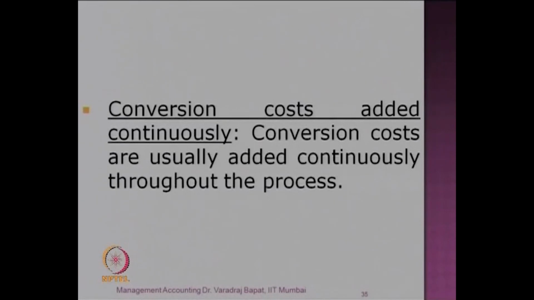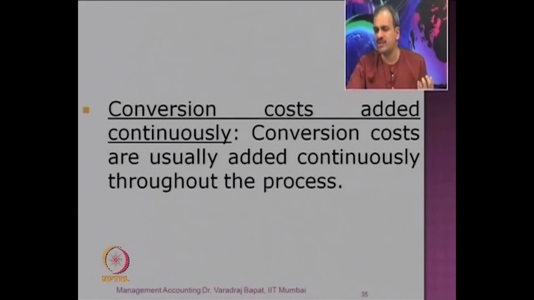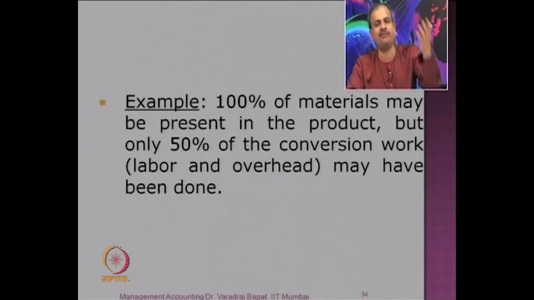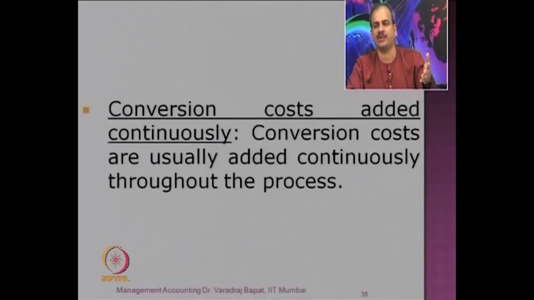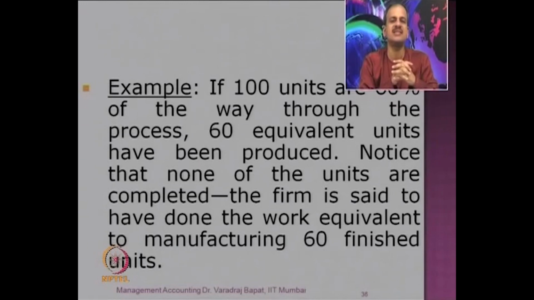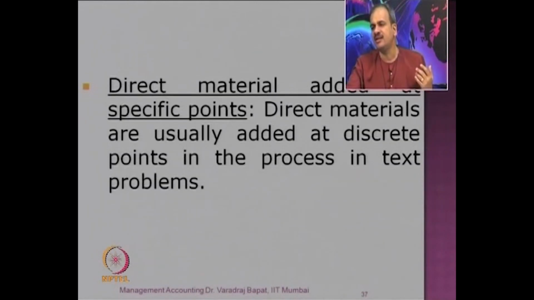Now, conversion costs are added continuously throughout the process. So, generally they are not fully put in, like 100%, at the beginning. They are put in at 40, 50, 60% as the stage may be, but material is usually fully put in at the beginning itself. So, we have to make these estimates. If 100 units are 60% produced, we can say that they are 60 equivalent units, but as far as material is concerned, they may be 100 units, while for labor and overheads they may be only 60 units.